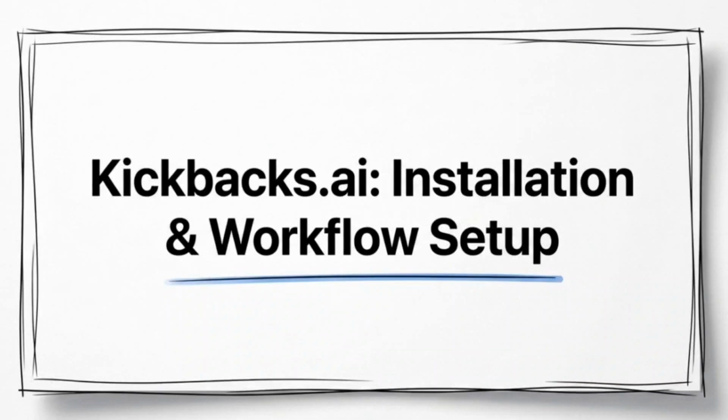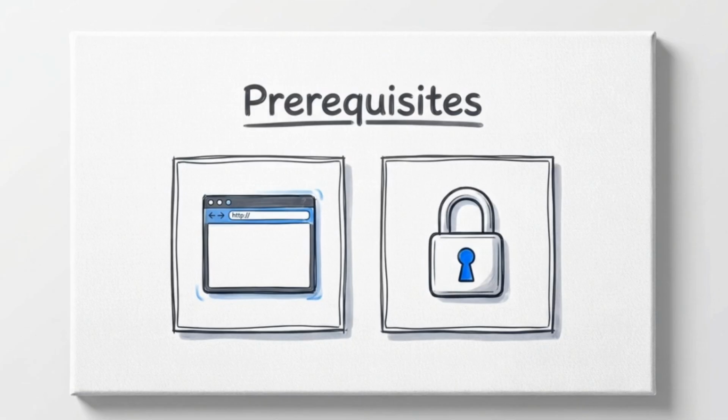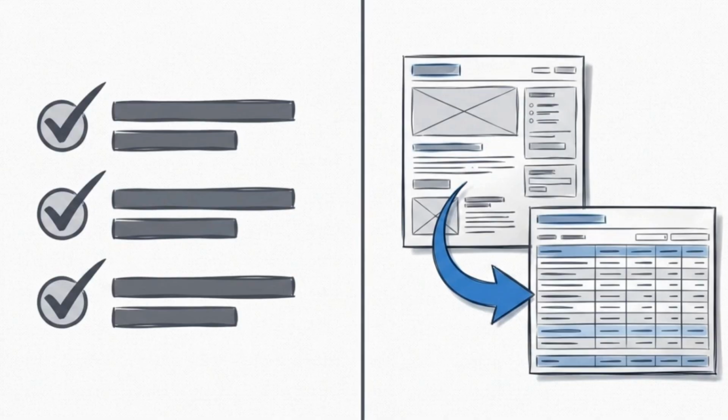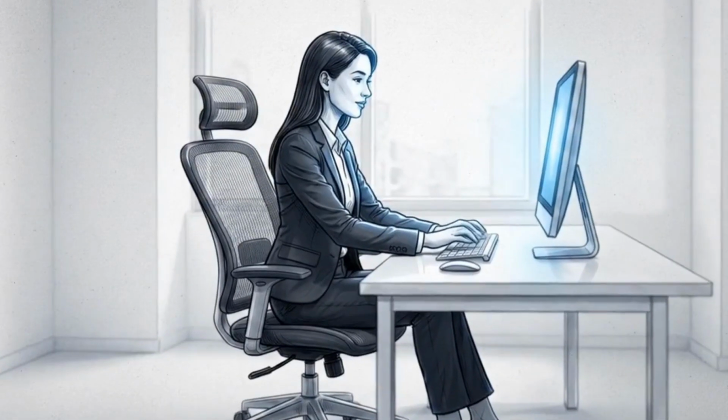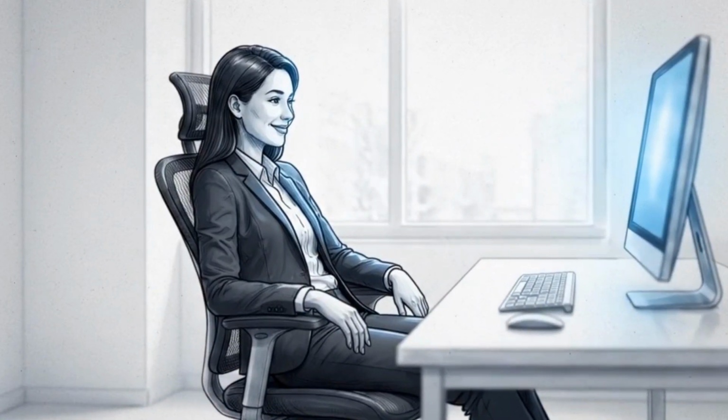Welcome. Today we are setting up the Kickbacks.ai browser extension. Before we begin, you will need two things: a compatible desktop web browser and your active login credentials. This process takes a manual web task and automatically structures it into a clean, exportable dataset. Spending about 6 minutes on this setup today will eliminate hours of repetitive manual data entry from your weekly workload.